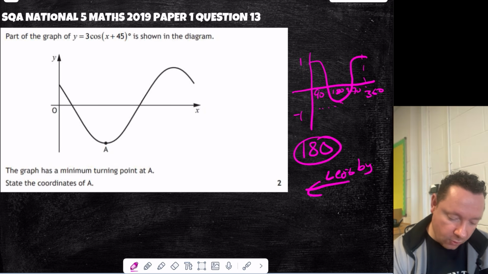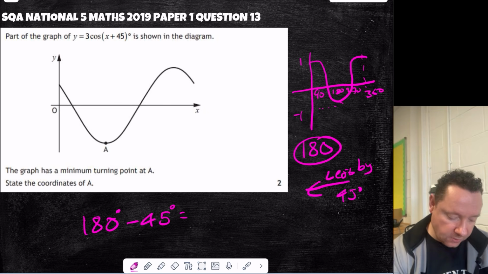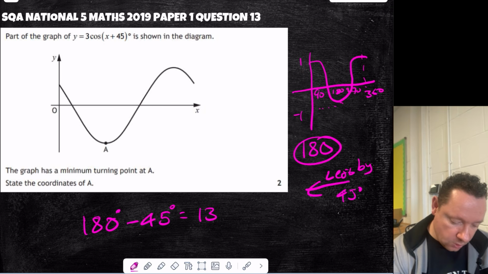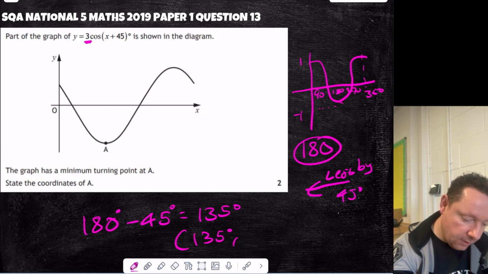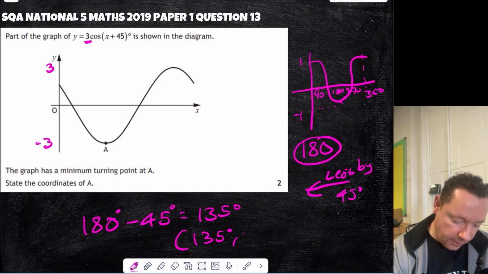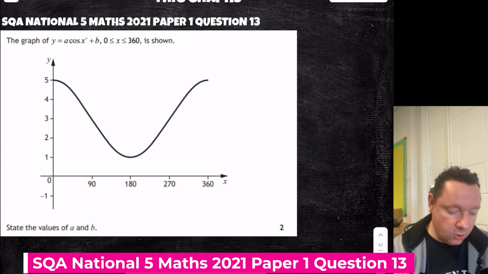by 45 degrees. So 180 minus 45. So 180 minus 40 is 140, minus 5 is 135. So the coordinates are along 135 degrees, and then it usually goes down to minus 1. But this time, this graph is 3. So it goes up to 3 and down to minus 3. So it's going down to minus 3 here. 135 degrees, minus 3.